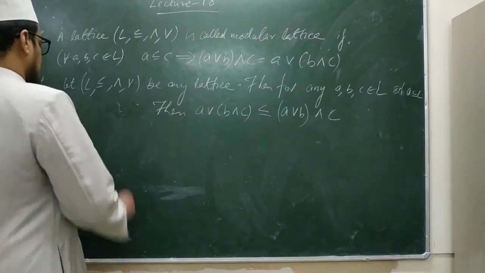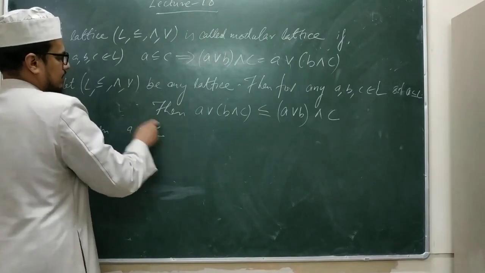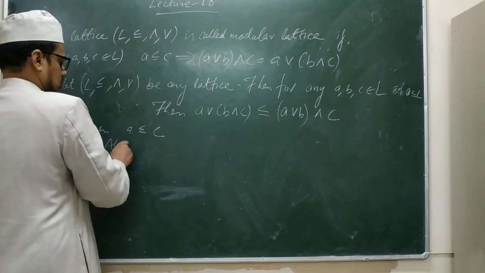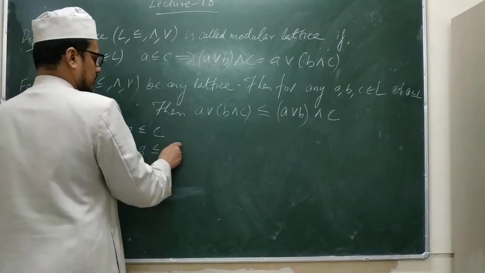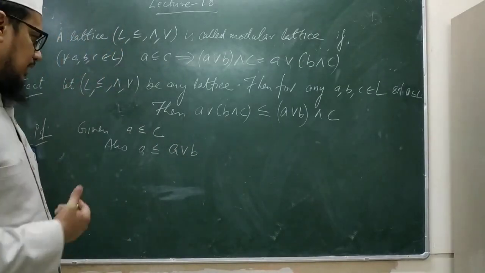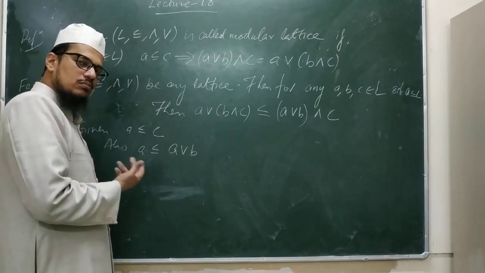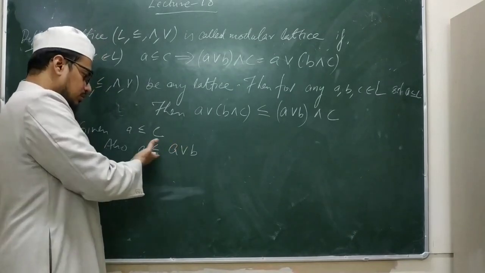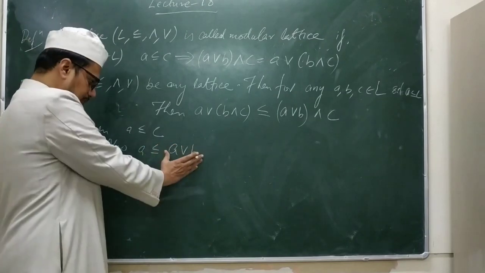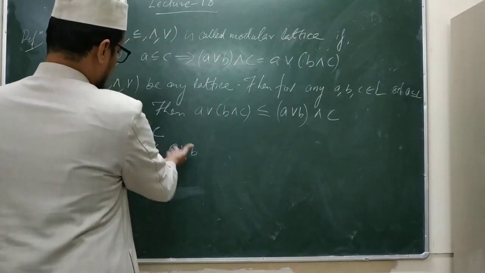Now you see what is given. Given is that A is less than or equal to C, correct? And also A is less than or equal to A join B. Why? See, A join B is what? A join B is the least upper bound of A and B both, correct? So being an upper bound, A is less than or equal to A join B, by definition.